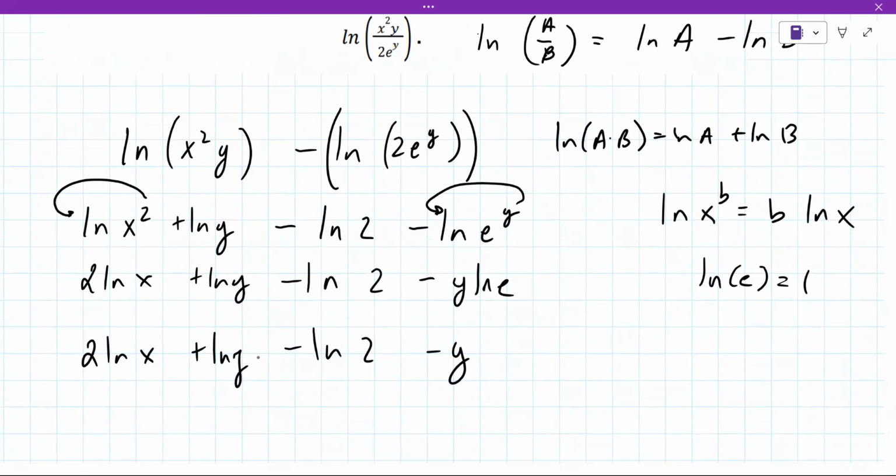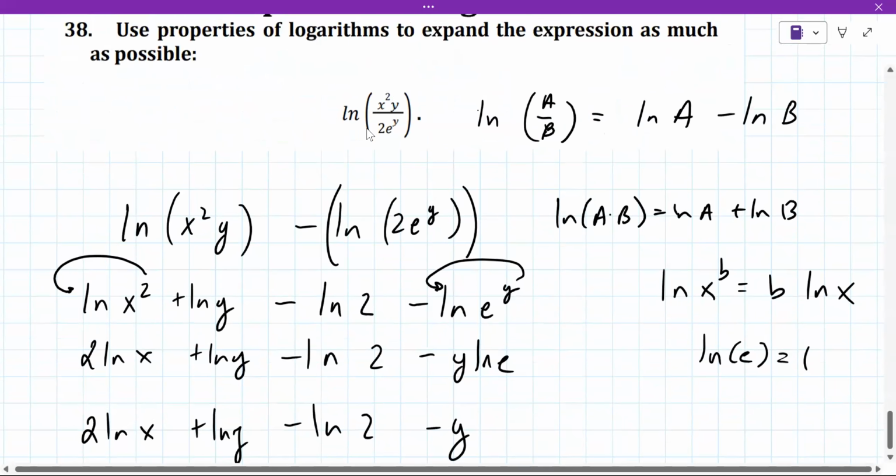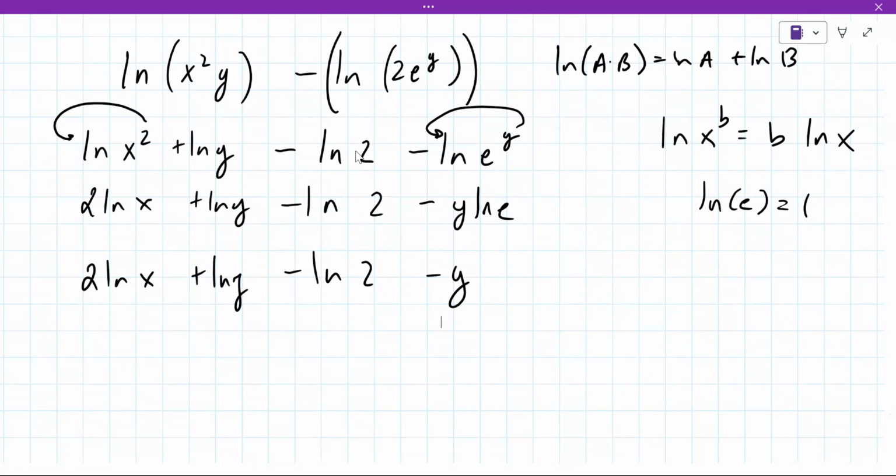All right. And then you also have the problems where you're going the other direction, where they tell you to take something like this and go back to the original. Okay. We'll do the next one next, like 39.